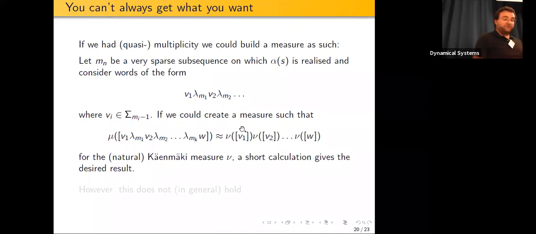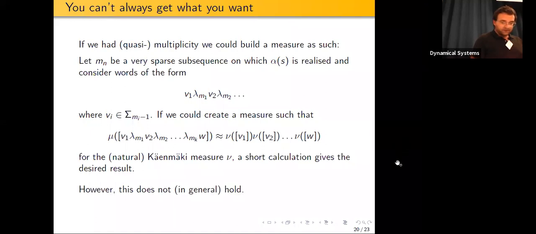So quasi-multiplicity perhaps to break it up into these little chunks. All of them behave nicely. We take this natural measure that lives on them, Käenmäki measure, and as I say, a short calculation gives you the result. And that's essentially what Koivusalo and Ramírez did. They used this assumption of quasi-multiplicity. Well, you get some constants in there, but these constants don't really matter. They wash out. But yeah, this does not hold in general.